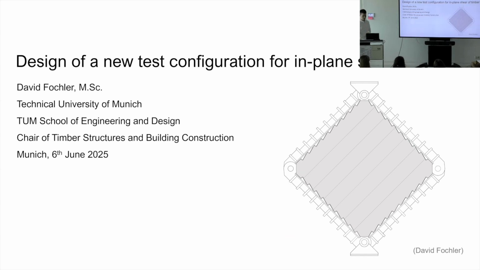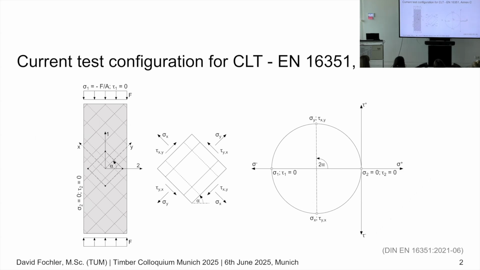So let's start with the question: why do we need a new test method at all? And yes, there are already a lot of different types of shear testing in the literature. This is one example. It's called the diaphragm shear test, which is outlined in Annex C of the standard EN 16351. And this one works perfectly well for CLT.